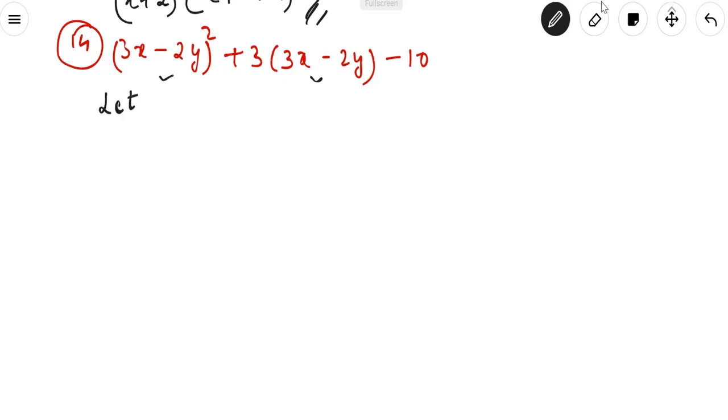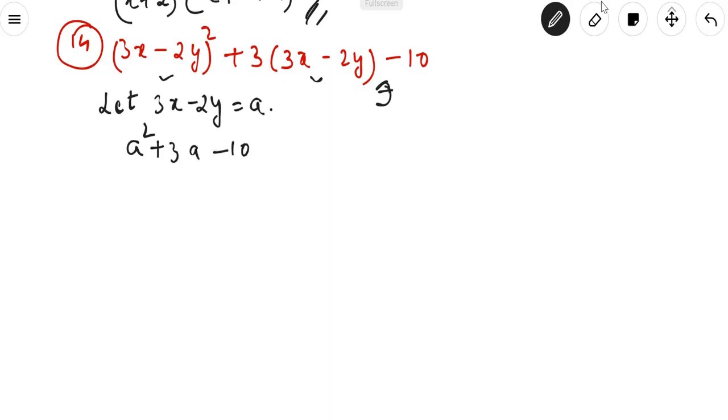We will consider, let 3x minus 2y is equal to a. Now this a I'm going to substitute in this equation. So this becomes a square plus 3a minus 10.